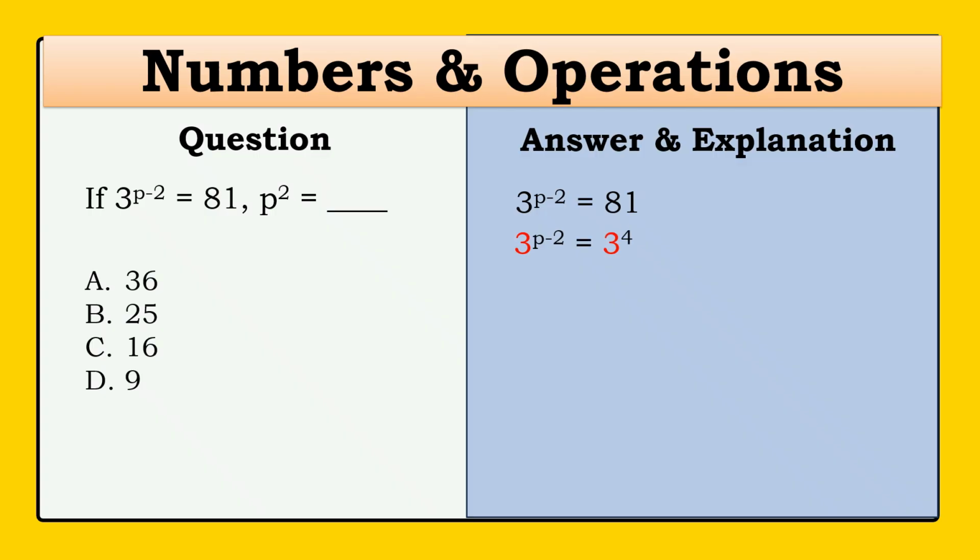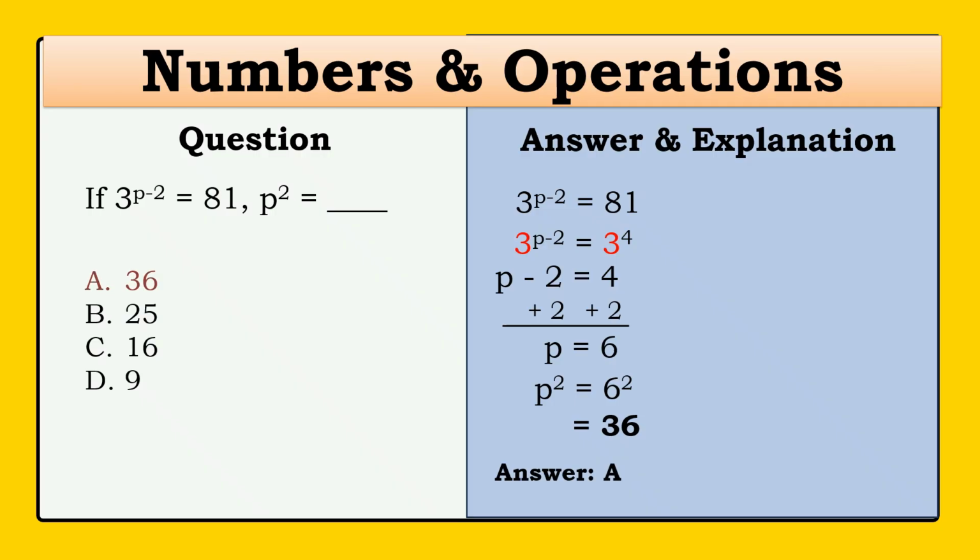Now we have 3 to the p minus 2 is equal to 3 to the 4th. Since the bases are the same, we can equate the exponents. So we have p minus 2 is equal to 4. Then let's solve for p by adding 2 to both sides of the equation. So p is equal to 6. Now find p squared. So 6 squared is equal to 36. Our final answer is letter A.